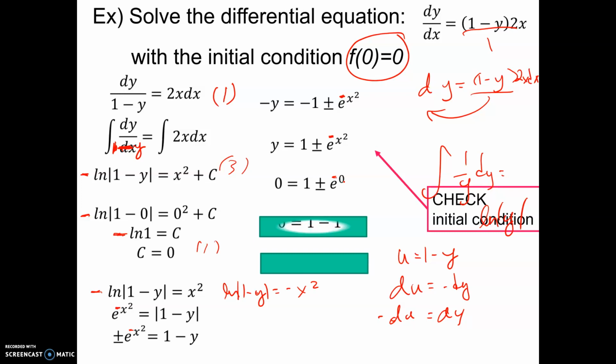So the only way that I'm going to get 0 on the left-hand side is if I do 1 minus 1, because I have the 1 plus or minus 1. I'm going to keep this one. So that's how I know that it has to be minus in my equation. So when I write my final equation, it looks like that. I kept the minus version. That's it.